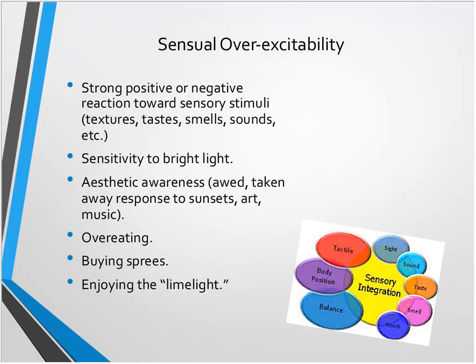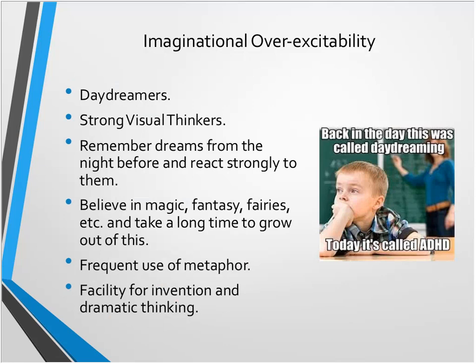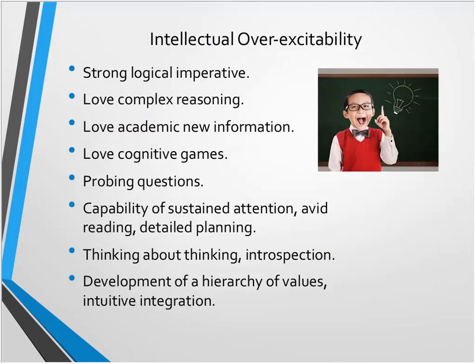With imaginational overexcitability, the bright light that we have in classrooms, these are kids who might overeat. As they get older, they may go on buying sprees. These are our daydreamers, our imaginational. They like inventions and drama. And then again, our intellectual that we've talked about.